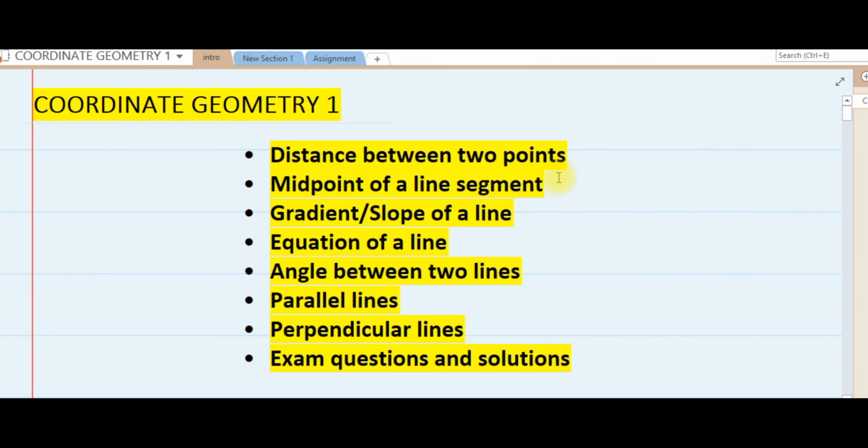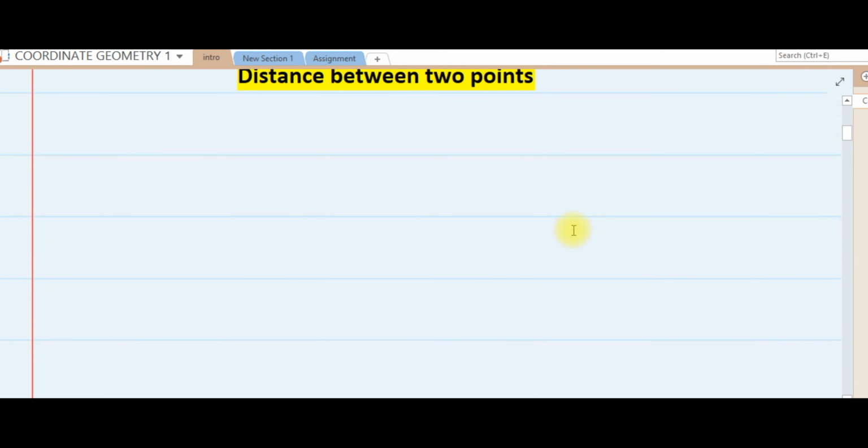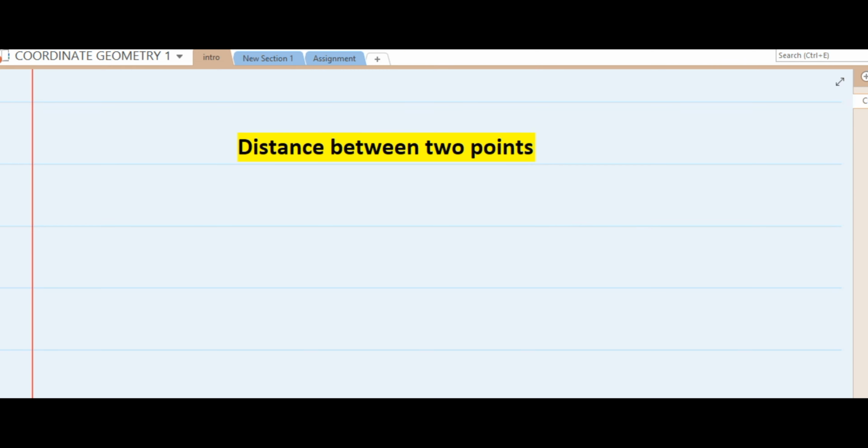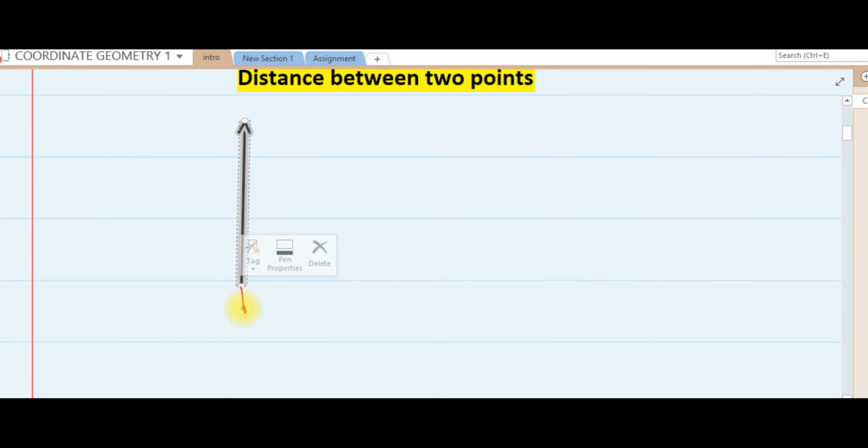So we now move to the first one, which is distance between 2 points. Okay, distance between 2 points. Assuming you are given, so this is our y-axis, this is our x-axis. Let's call it y and x. So we are given 2 points. Let the first point be A.